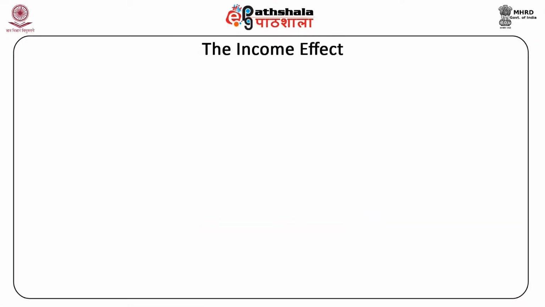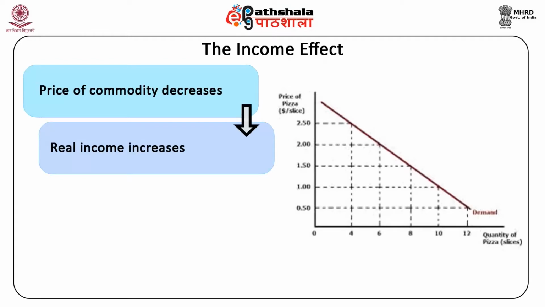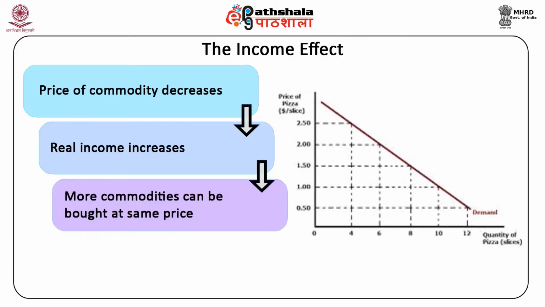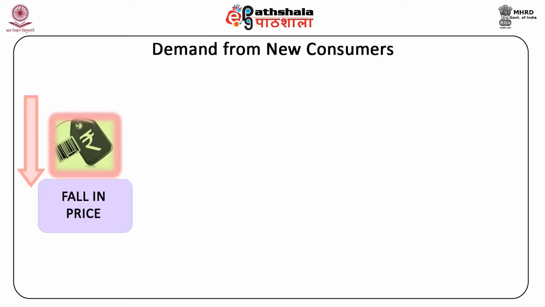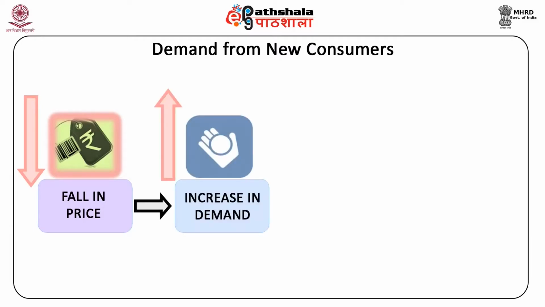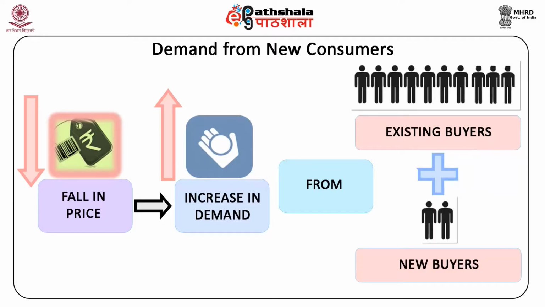Other things being equal, when the price of a commodity decreases, real income or purchasing power of the household increases. The consumer can now buy more commodities at the same price. Hence, at lower prices, there is a greater demand for the commodity, and so a downward sloping demand curve. When price falls, the demand for a commodity increases, not only from the existing buyers but also from the new buyers who were earlier unable to purchase at a higher price.